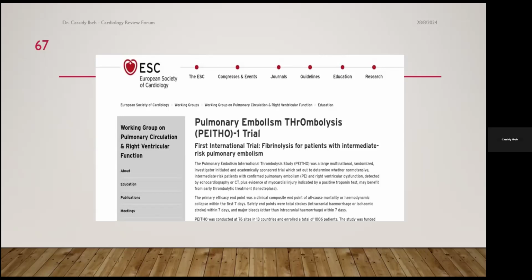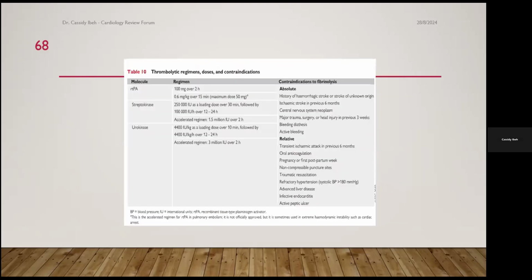Okay, but however, it carries some complications like bleeding, which can be intracranial or extracranial bleeding, or even ischemic stroke within 7 days. Okay, so now these are just the regimens and the doses. So we have the alteplase, the streptokinase and the urokinase. So these are the common ones that are used. Okay, and there are contraindications to their use.